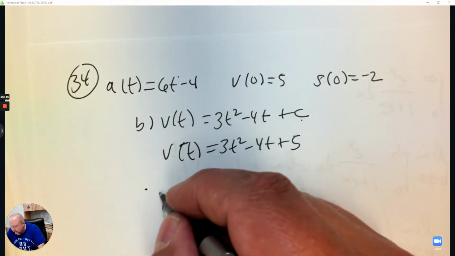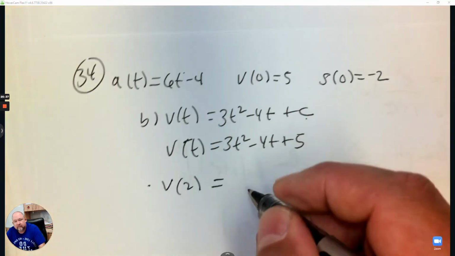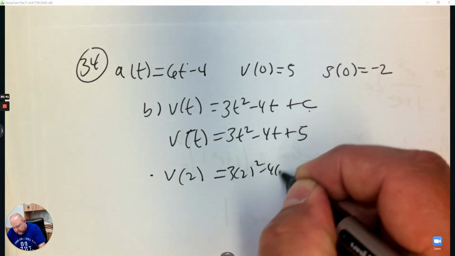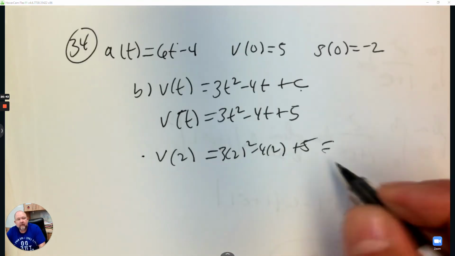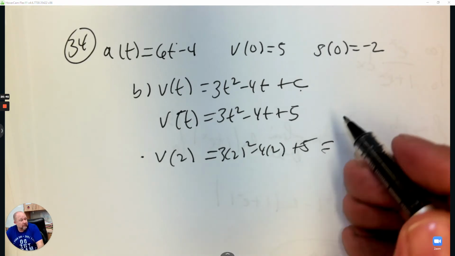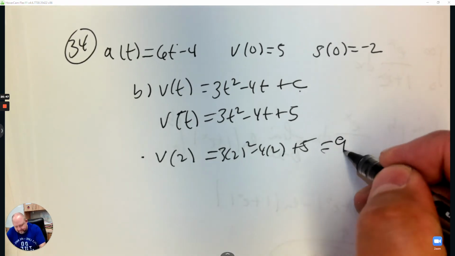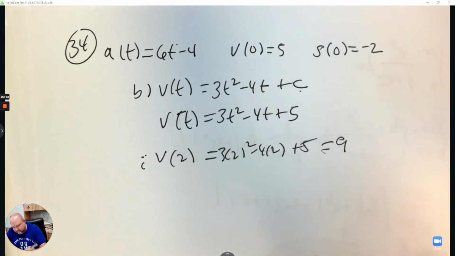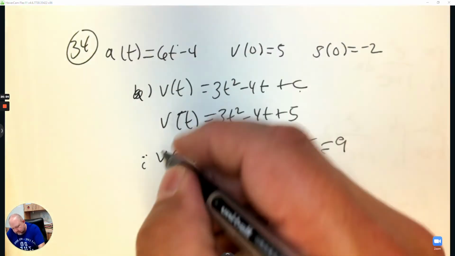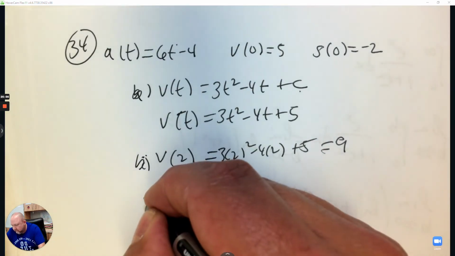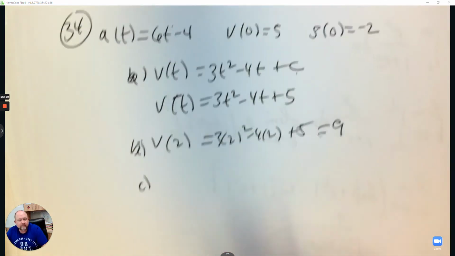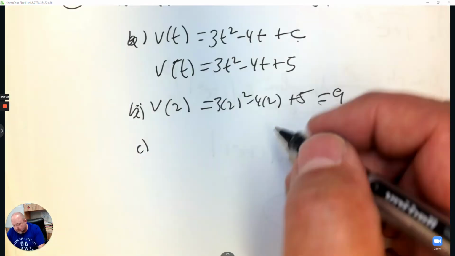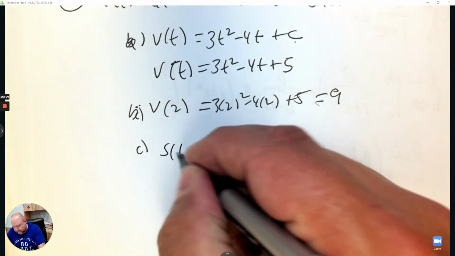Find the velocity at 2. So if you plug in 2, 12, take away 8, 4 plus 5, that's 9. Find a position. So the position equation for the object would be the integration of this.